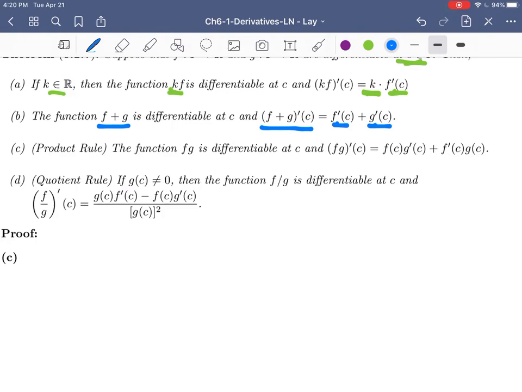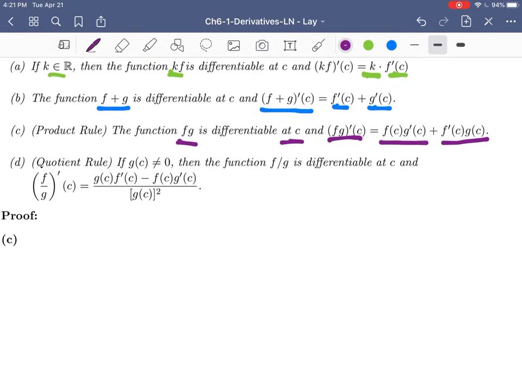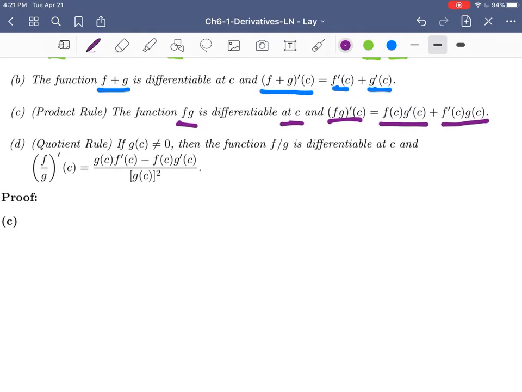Use the definition of derivative to come up with those things. All right, let's now take a look at our product rule. So the product rule says the function f times g is differentiable at c. If we know that both f and g are differentiable at c, then the product of those two things also has to be differentiable at c. The derivative of the product at c is not the product of the derivatives. It is f at c times the derivative of g at c plus the derivative of f at c times g at c.